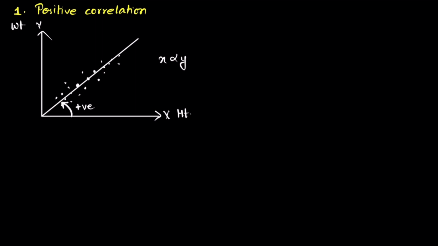In this particular condition, the coefficient of correlation, that is small r, is less than or equal to plus 1 but greater than 0. So it lies within the range of 0 to plus 1. Now, either the correlation between two variables can be perfectly positive or moderately positive. So we have number A, perfectly positive correlation.